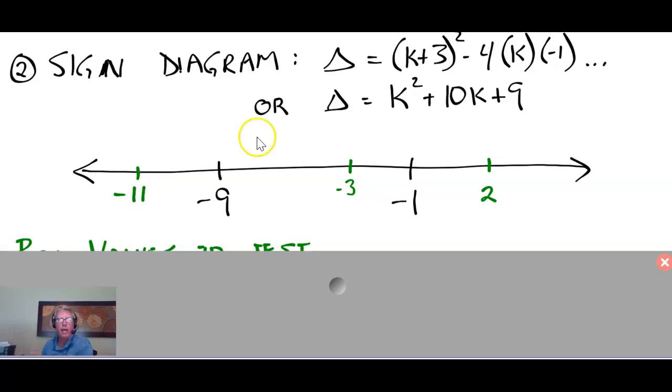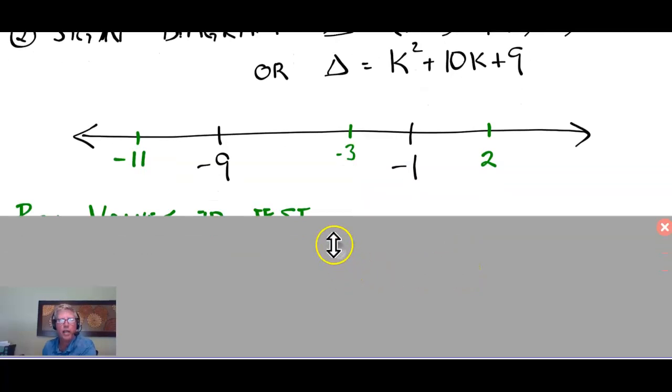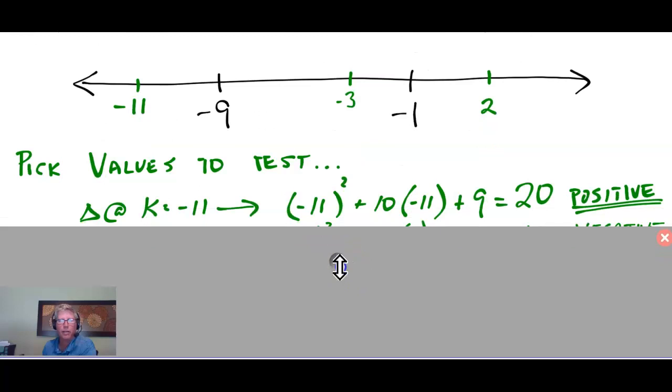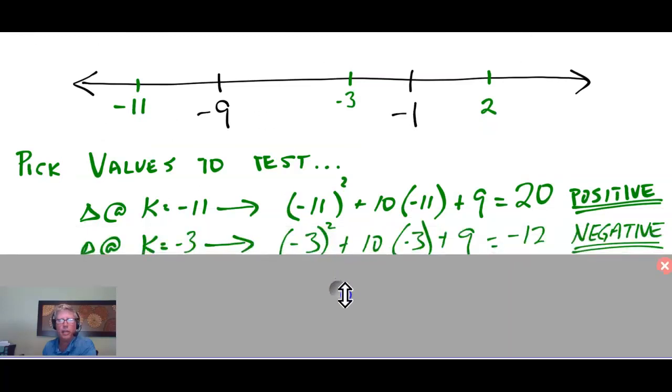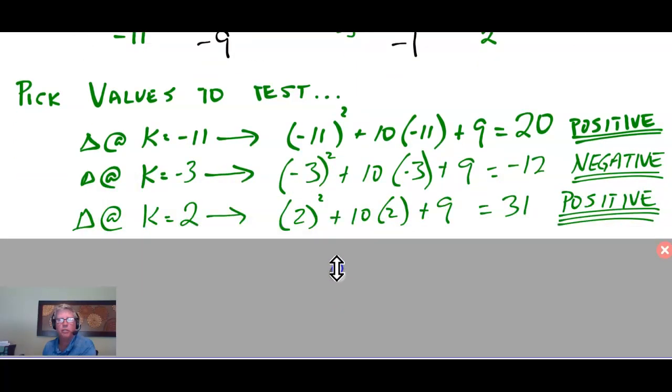Okay. I picked 3 random points in those intervals. I'm going to plug those into the discriminant and see if I get a positive or negative. I plug in -11, I get a positive. I plug in -3, I get a negative. I plug in +2, I got a positive. Will they always alternate? I'll let you decide if you want to prove that it does, or find a situation where it doesn't.